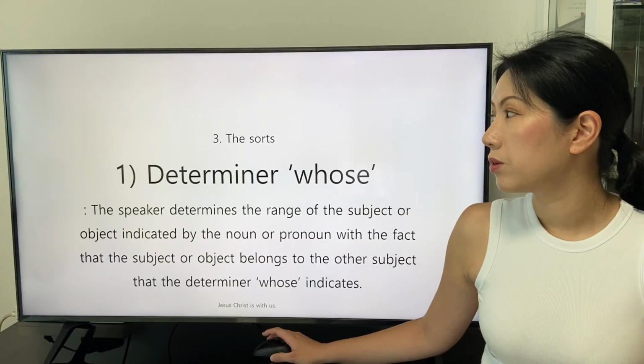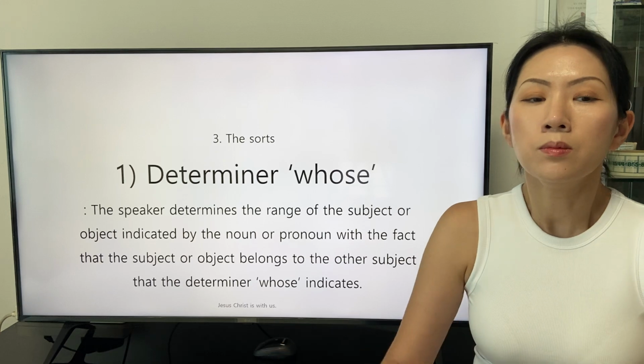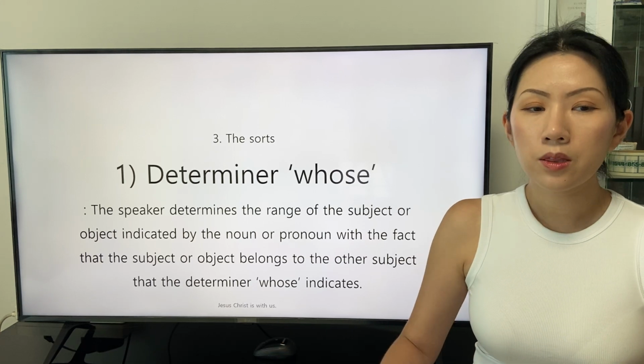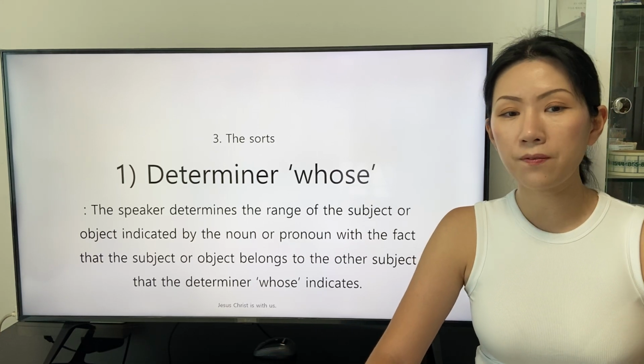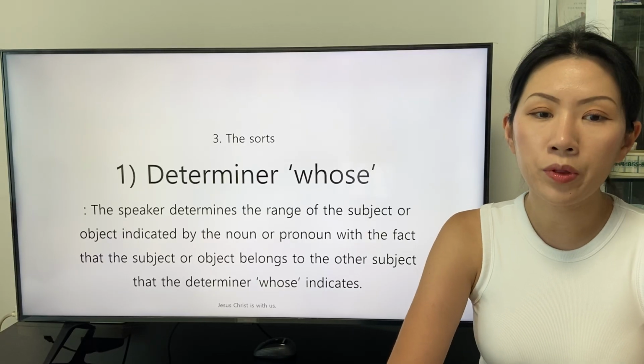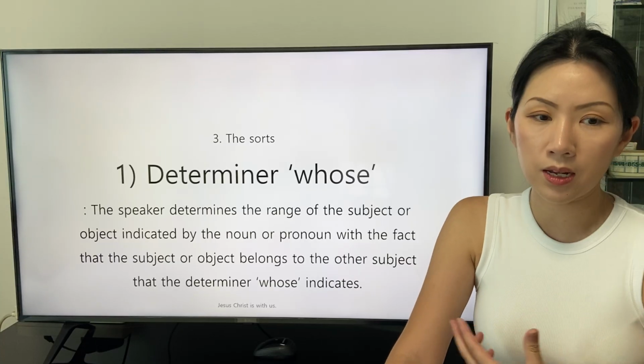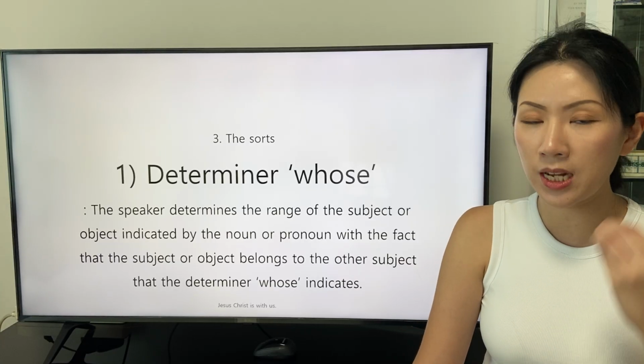Let's study from the determiner whose. The speaker determines the range of the subject or object indicated by the noun or pronoun with the fact that the subject or object belongs to the other subject that the determiner whose indicates.